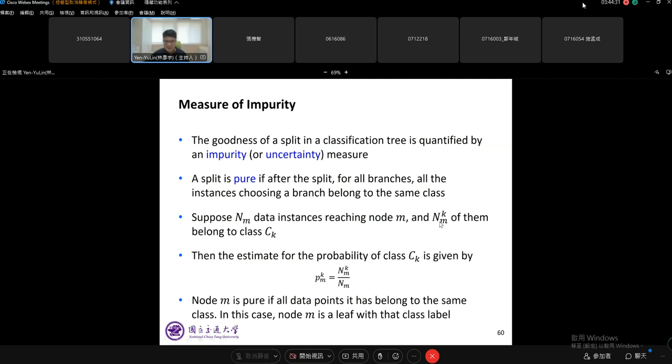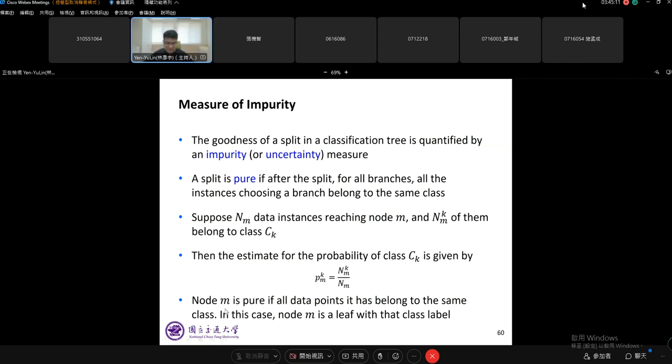Based on N_m^k and N_m, it is intuitive to define the probability here. Probability p_m^k, it is intuitive to define as N_m^k divided by N_m. So M is a certain node M, and K is a particular category. So this is the probability for a data point to belong to class K and reach node M. Okay, so it is an intuitive definition.